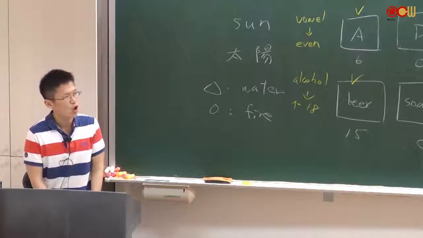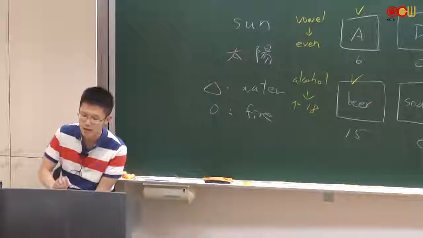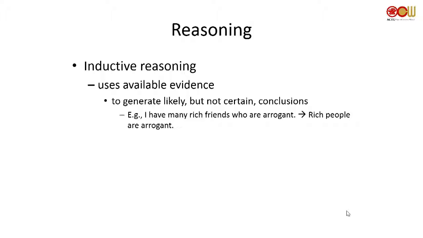The next one, inductive reasoning. 归纳法哦. What is inductive reasoning? Inductive reasoning is you use available limited evidence to draw a conclusion. Okay? For example, you have many friends, and some of them are rich, some of them are not that rich, and you have found that those rich friends, they tend to be more arrogant. So you draw a conclusion that rich people are arrogant.